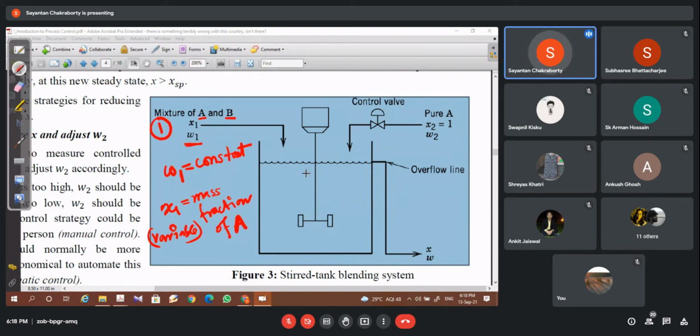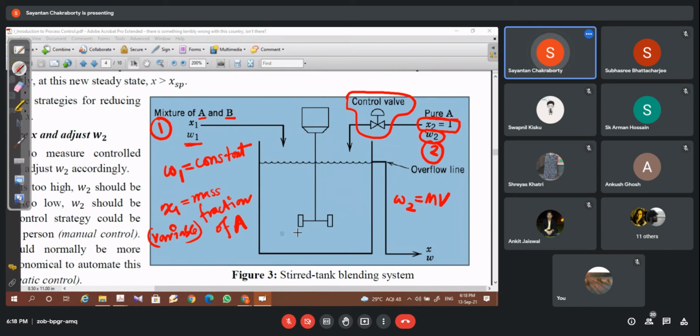It is put into a stirred tank. There is a constant stirrer there. The other stream, stream 2, is of pure A. So what will be the concentration or mass fraction of A? X2, that will be equal to 1. It is constant. The flow rate is W2, which can be controlled by use of this control valve. So W2 is a manipulated variable, the only variable that you can manipulate.